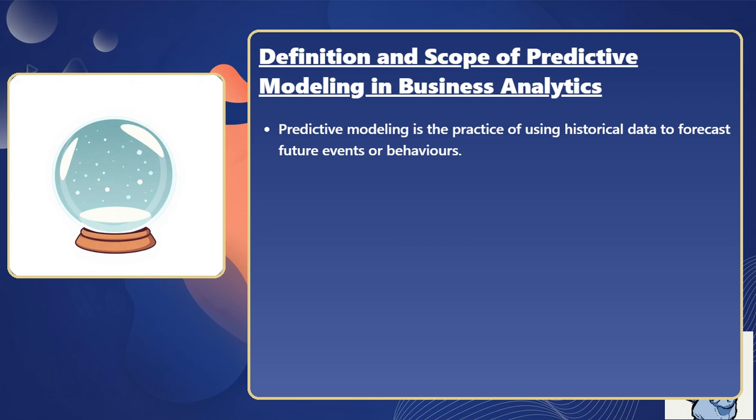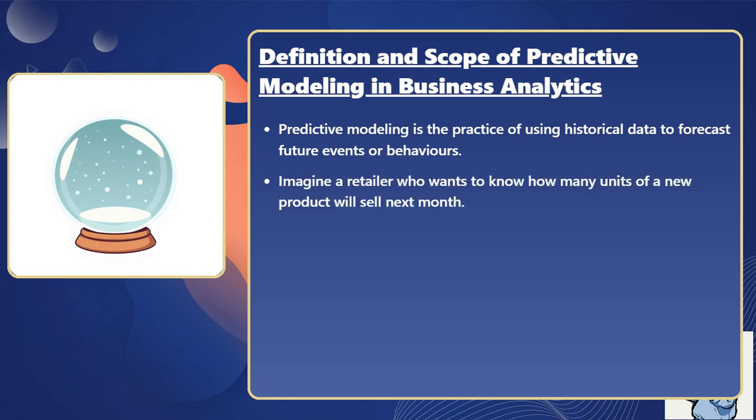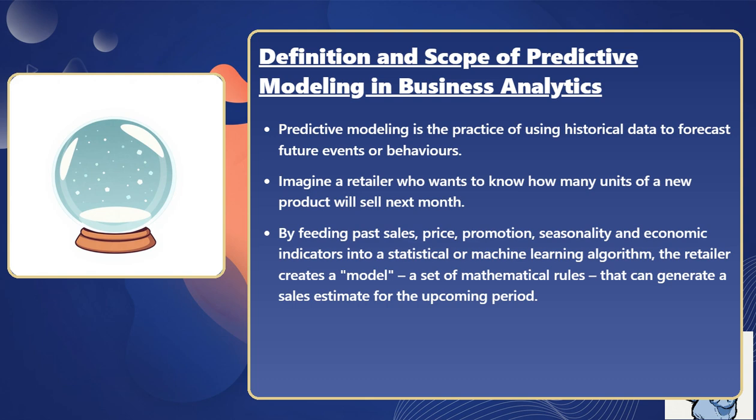Predictive modeling is the practice of using historical data to forecast future events or behaviors. Imagine a retailer who wants to know how many units of a new product will sell next month. By feeding past sales, price, promotion, seasonality, and economic indicators into a statistical or machine learning algorithm, the retailer creates a model, a set of mathematical rules that can generate a sales estimate for the upcoming period.